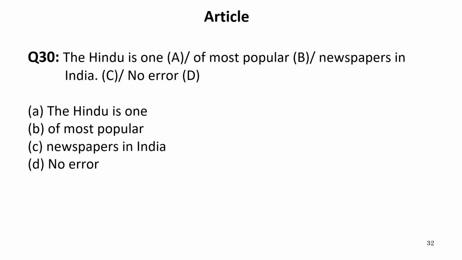Now, this is the last sentence that we will do in this session. The Hindu is one of most popular newspapers in India. Again, the same thing. Most is a superlative degree before which we need to add the. So the correct sentence will be the Hindu is one of the most popular newspapers in India. Therefore, the error is in part B. So our answer is B.